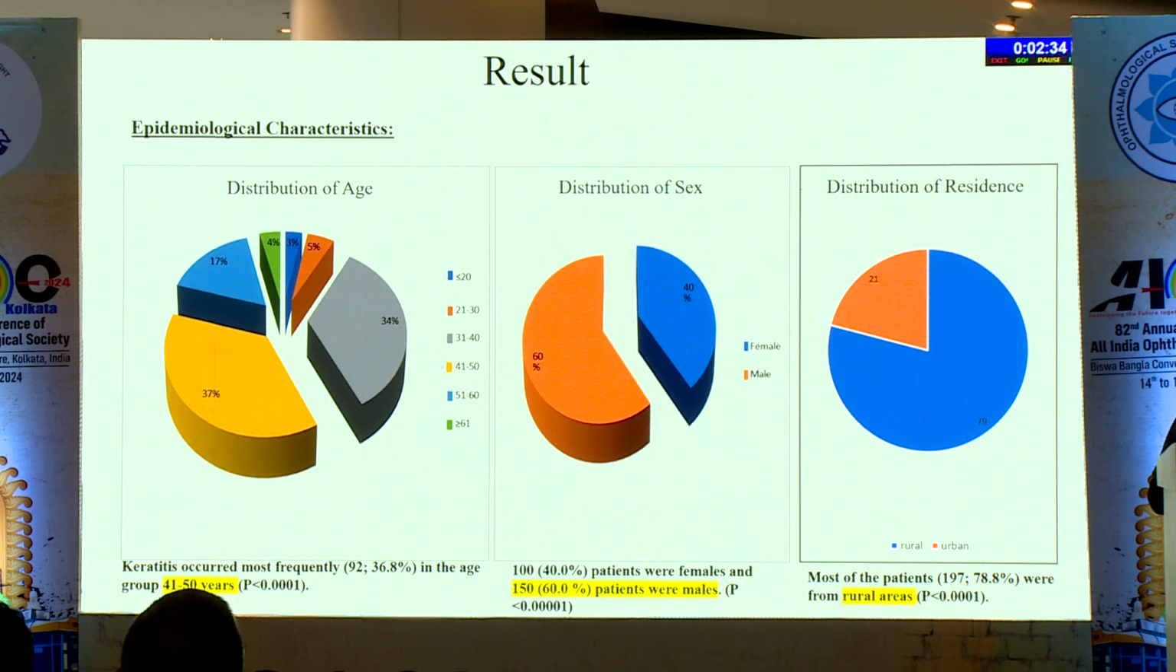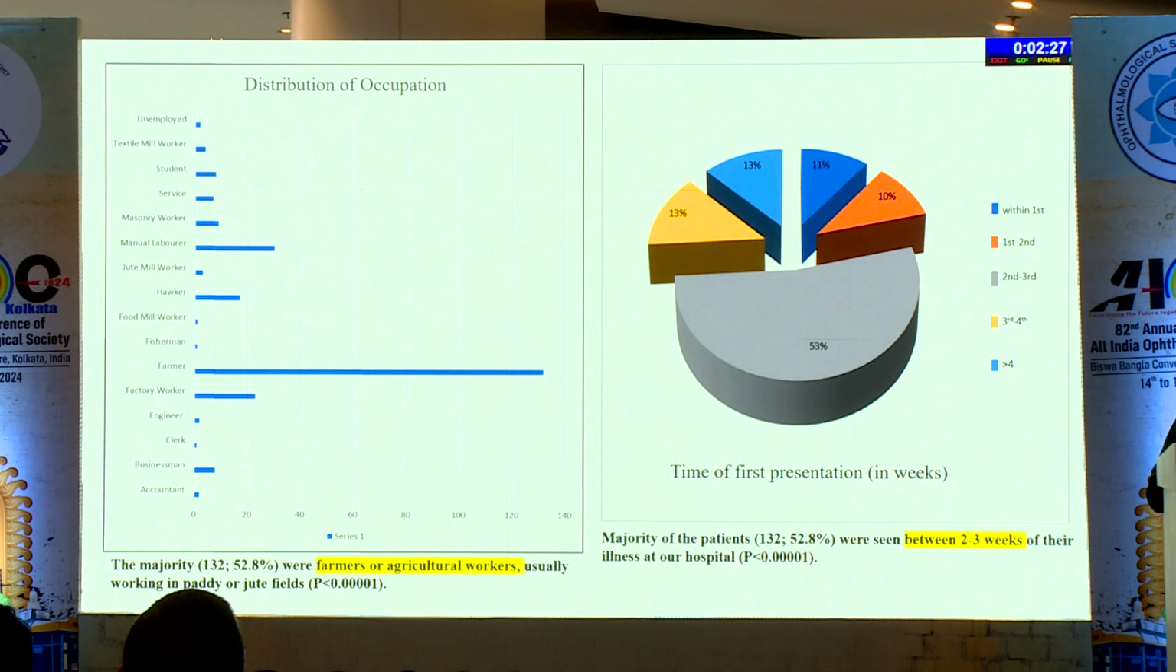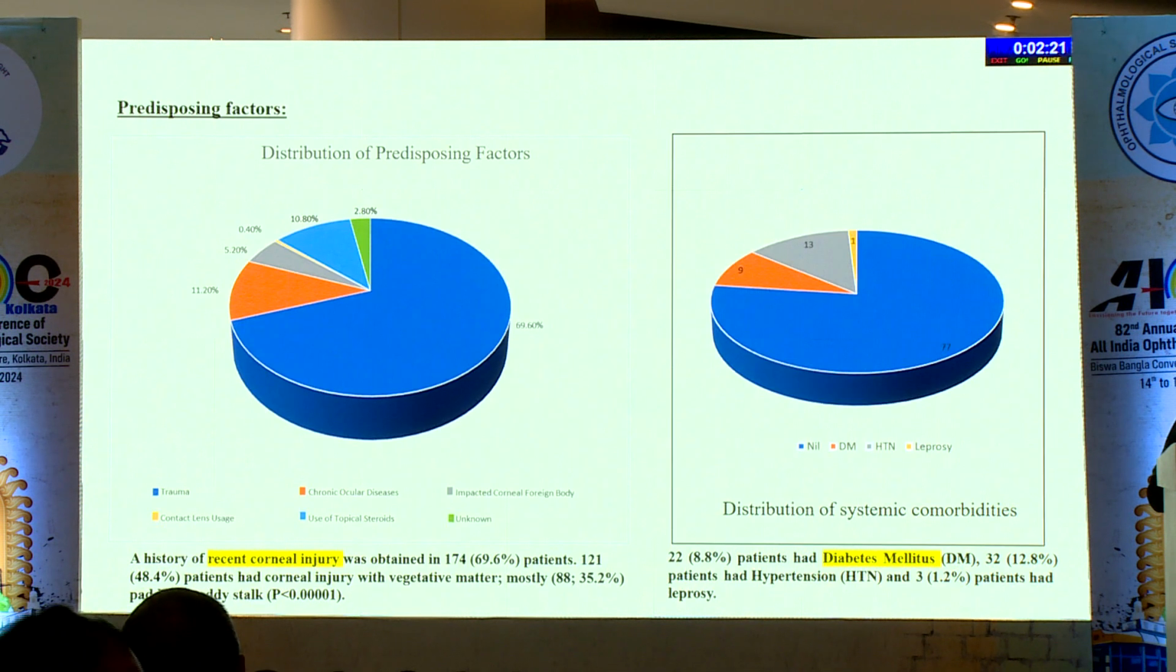Coming to the results, the epidemiological characteristics revealed the following. Keratitis most frequently was found in the age group of 41 to 50 years. Most patients were males and belonged to rural areas. Most of the patients were farmers or agricultural workers, and the majority of the patients presented late to our hospital, seen between 2 to 3 weeks of onset of illness.